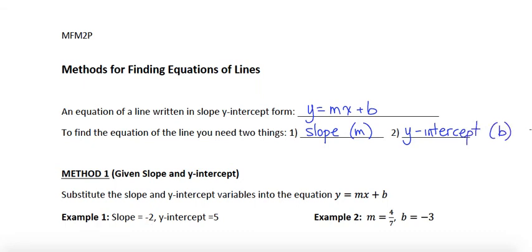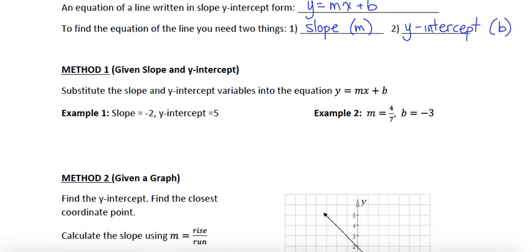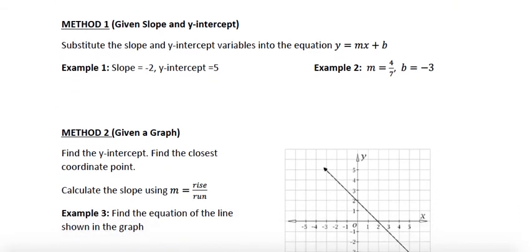So if it's already given to you in method one, then it's really easy to substitute those values into the equation. So given the slope and the y-intercept, substitute the slope and y-intercept variables into the equation y equals mx plus b. For example, number one tells you already that the slope is -2 and the y-intercept is 5. So all I'm going to do is substitute in -2 for my m, so -2x, and I'm going to substitute in my 5 for my b, so +5. If it clearly tells you what the slope and y-intercept are, it's very easy to substitute that into the equation of the straight line.